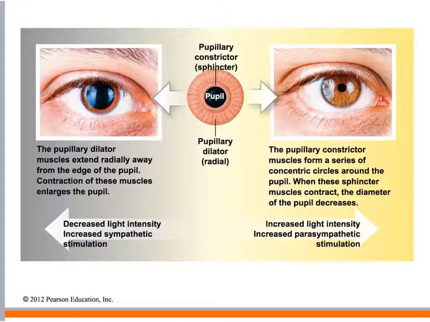Now, one of the things that the eyes are able to do is they can dilate or constrict. The pupillary dilator muscles extend radially away from the edge of the pupil, and contraction of these muscles enlarges the pupil. In the picture on the right, the pupillary constrictor muscles form a series of concentric circles around the pupil, and when these sphincter muscles contract, the diameter of the pupil decreases. When there's more light or increased light intensity, the pupils constrict, get smaller, and when there's less light, the pupils dilate and get bigger.